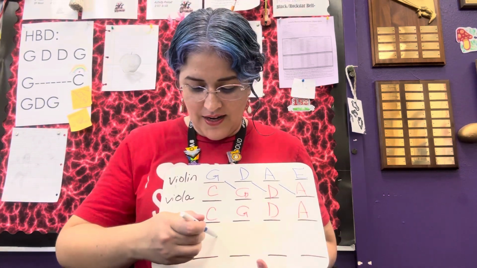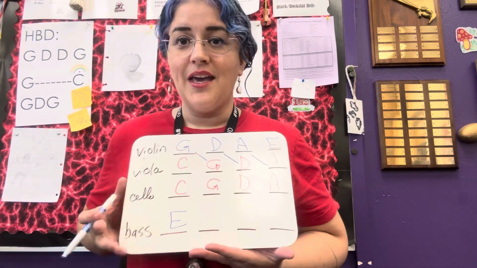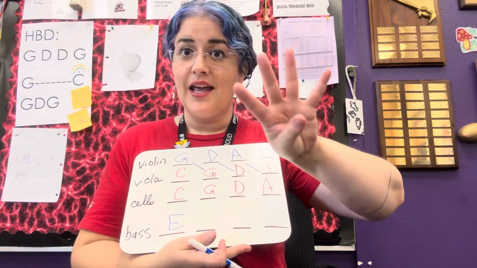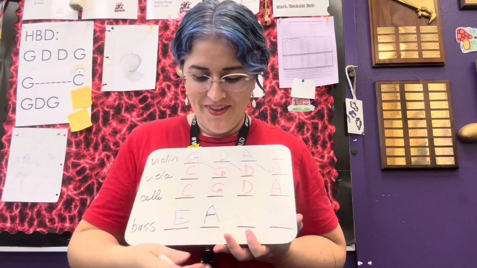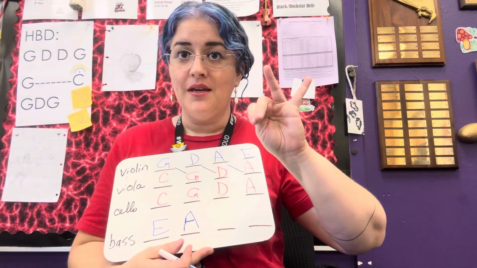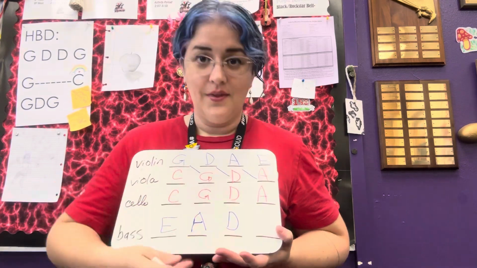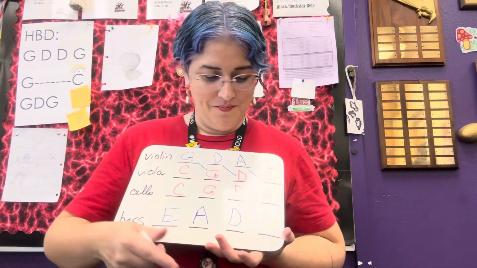Basses start on an E. That's our lowest string. Okay, and we're going to go up by 4. So E, F, G, A. Then A, B, C, D. D, E, F, G.